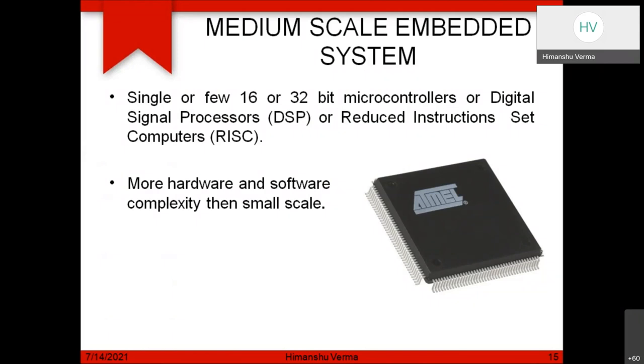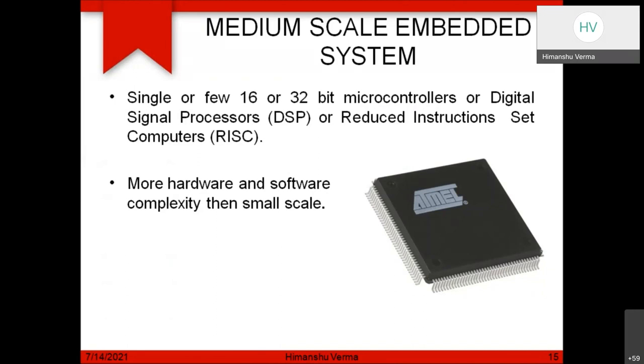The advantage of medium scale embedded systems is that they are faster than small scale systems due to the bits of the processors they have. A small scale system has 8-bit, but in the case of medium scale we have 16-bit and 32-bit microcontrollers. So we can use these kinds of processors in applications where we require faster speed. So embedded devices having these kinds of processors are in the category of medium scale embedded systems.